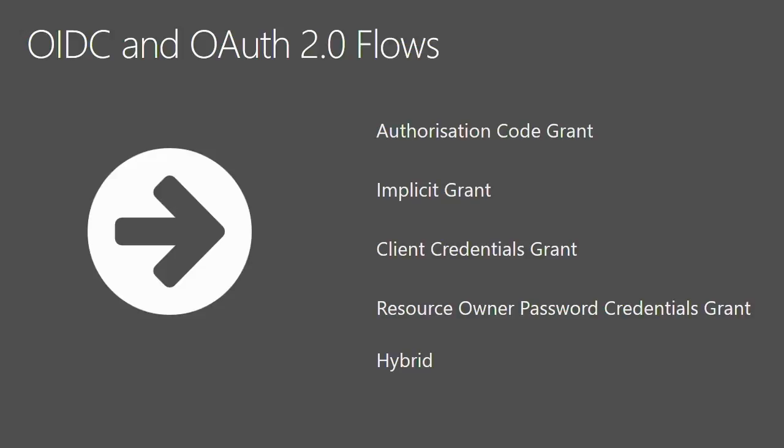There's a number of flows in OAuth and OpenID Connect. I'm not going to go into them because they'll just bore you. The two that we're going to look at today are the authorization code grant. So that's one where you authenticate, you get a code, you send the code, you get a token, you send the token to a resource. And that's very good for browser stuff, right?